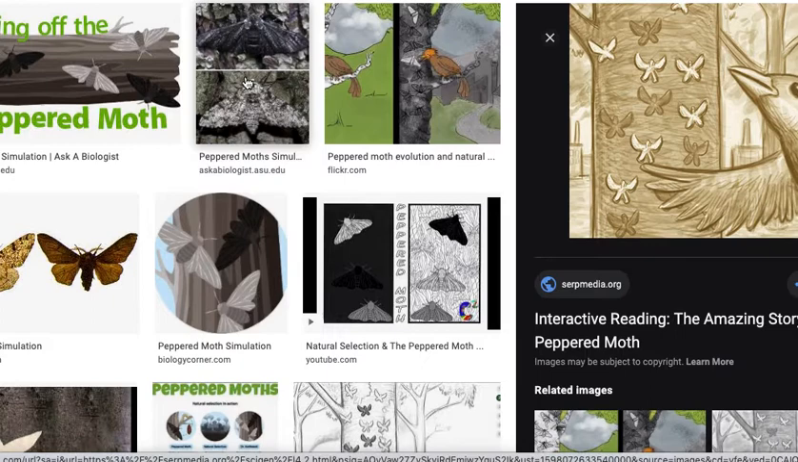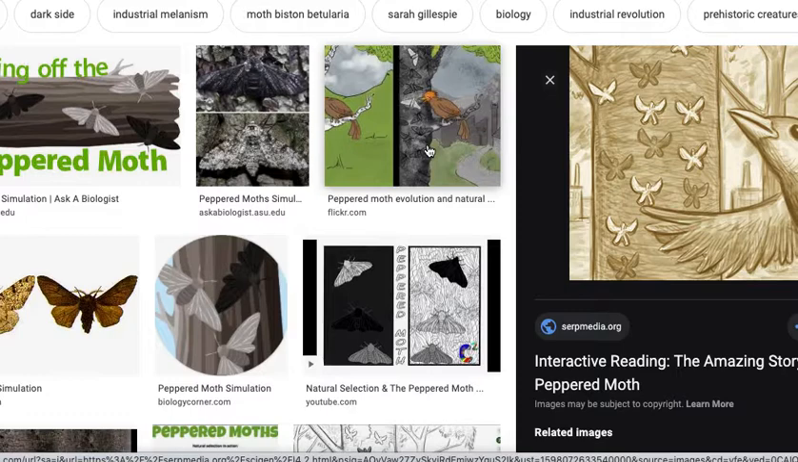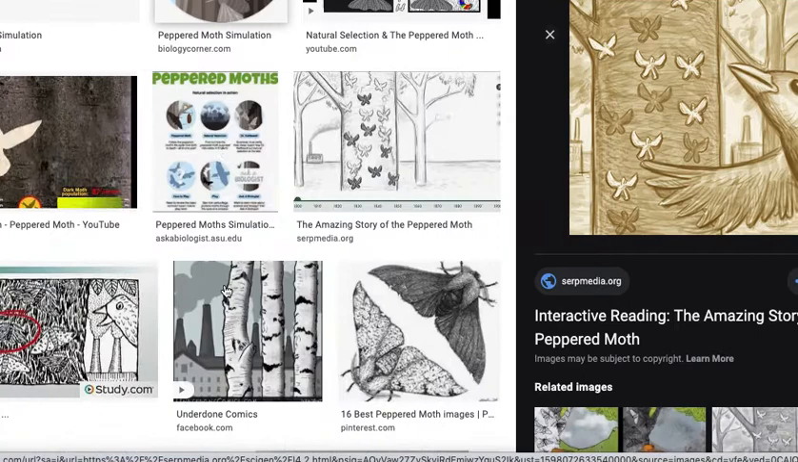And so there became this total shift where it was the light peppered moths that were getting picked off by the birds. So this is called natural selection. It's pushing the genes to one side. So where originally, because they matched the bark, the lighter peppered moths were the most common ones.